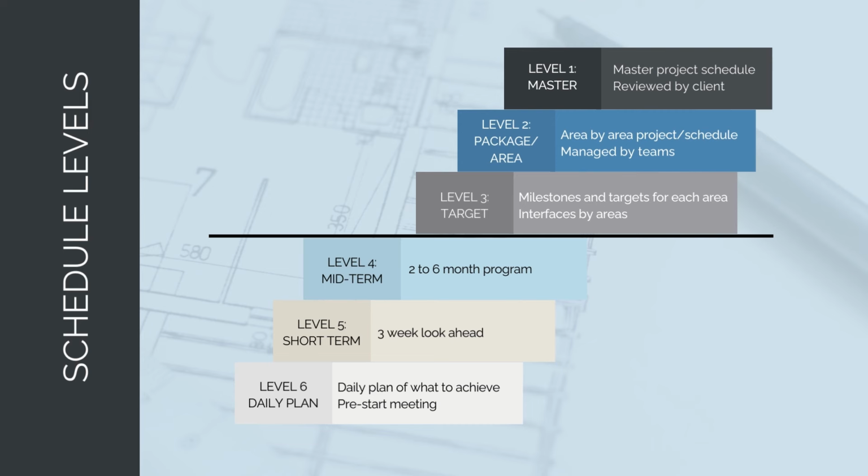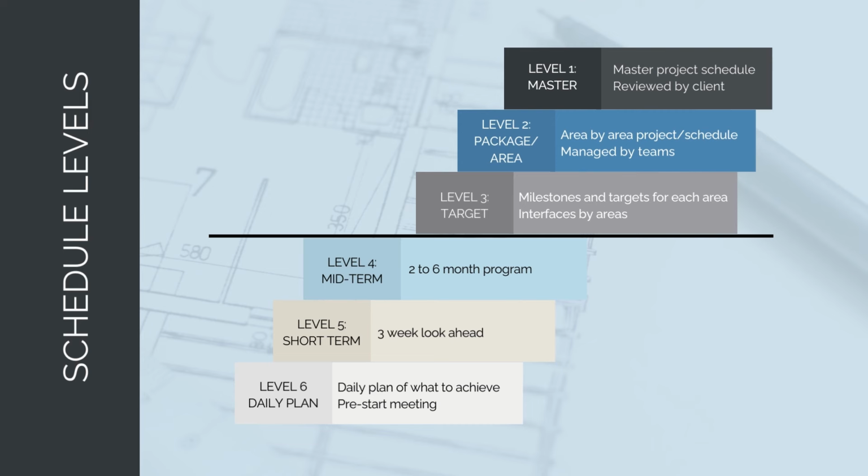Then these schedules get broken down into packages or areas. So you might have a schedule just for the design or the schedule for the construction of a certain scope of the project. For example, if we're talking about a highway project, you might have a schedule that focuses just on a specific bridge that's getting built.